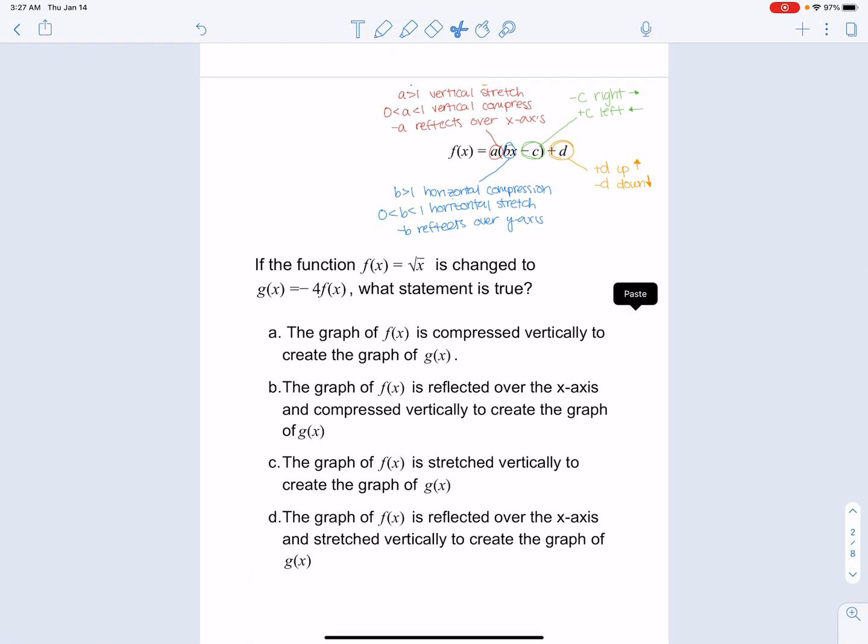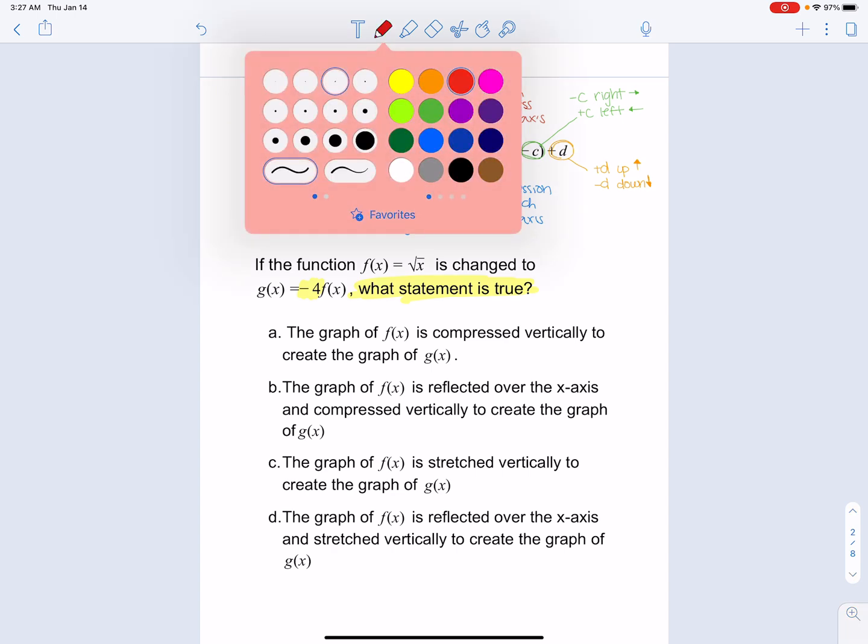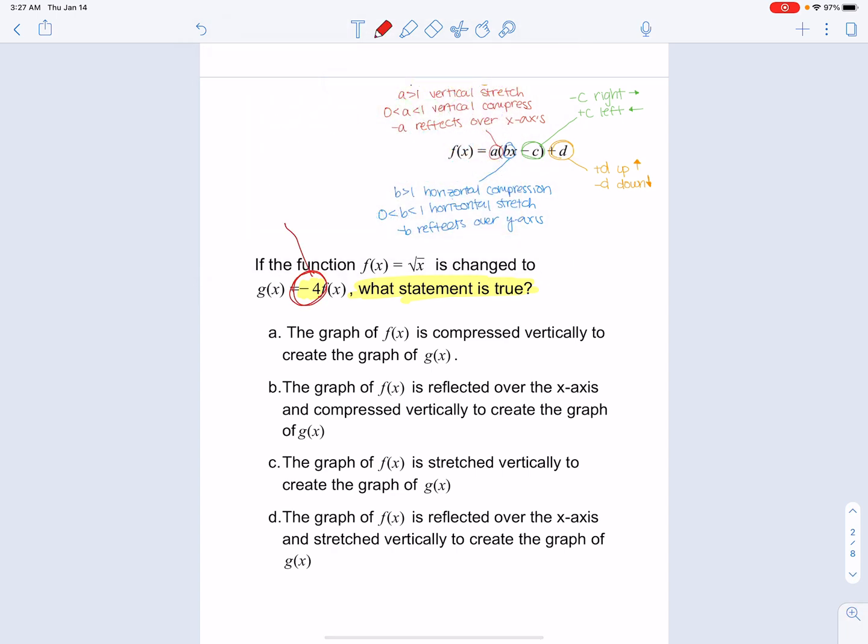So, if the function f of x equals square root x is changed to negative 4 f of x, what statement is true? So you want to know which one is true. This negative 4, does that represent A, B, C, or D? Very good, it represents A. And this 4, is it bigger than 1 or between 0 and 1? Very good, it's bigger than 1. So if it's bigger than 1, is it a vertical stretch or vertical compress? Very good, vertical stretch.